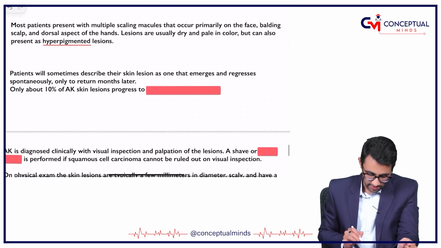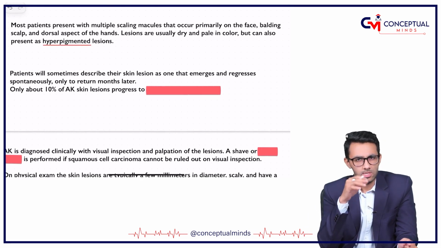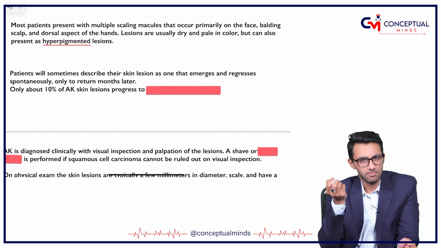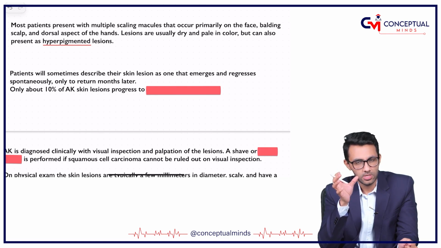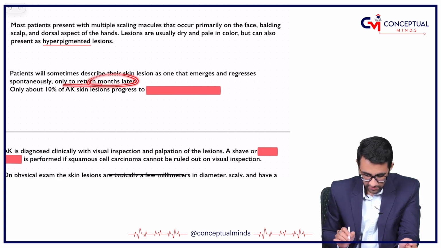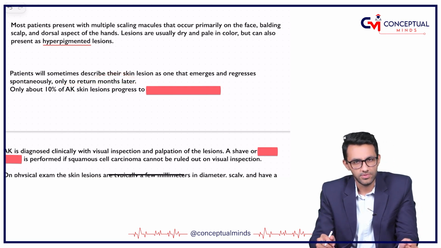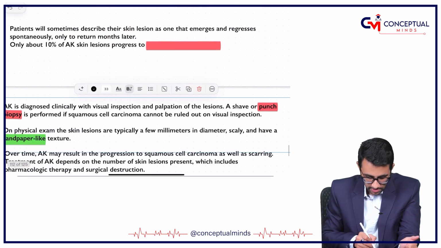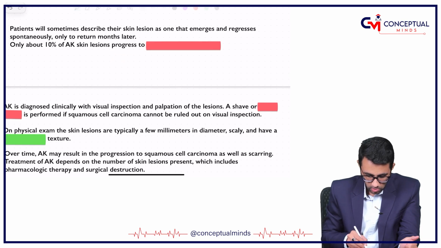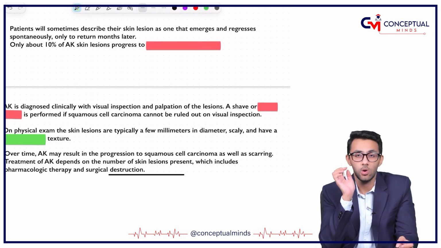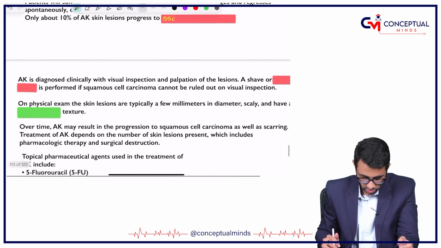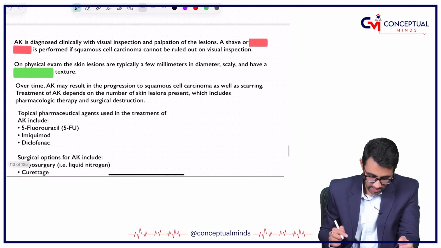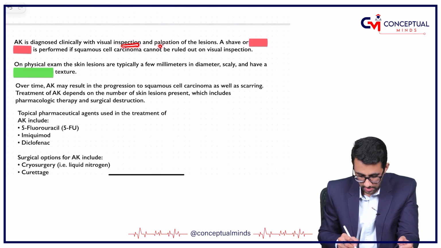The patients usually have these macules and papules, but they usually complain that for a certain duration the lesions are there, and after some time the lesions go away. They return after a few months, and there is spontaneous regression of these lesions. Only 10% of actinic keratosis progress to what? Squamous cell carcinoma.